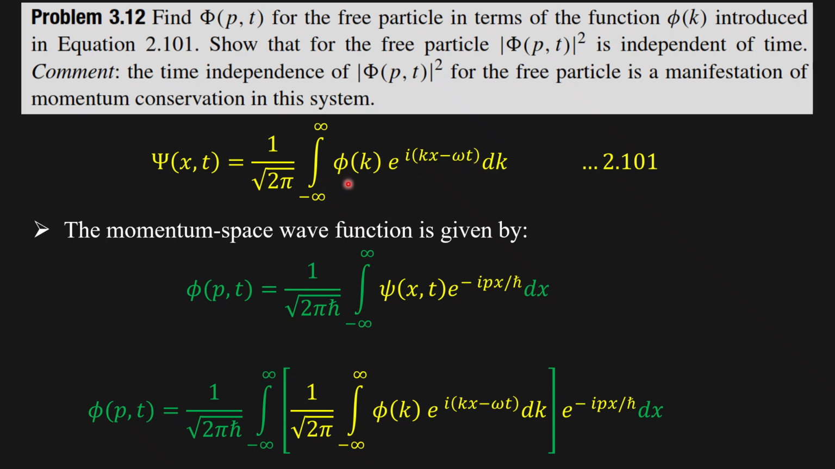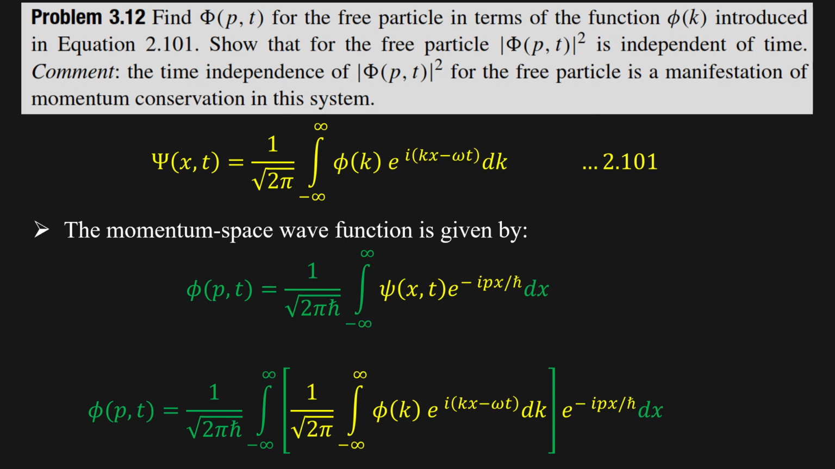Here, remember that we are carrying out the integral using k, not x. Here the integral is with respect to k. The momentum space wave function is given by definition: Φ(p,t) is equal to 1 over square root of 2πħ, the integral from minus infinity to plus infinity of ψ(x,t) e^{−ipx/ħ}.